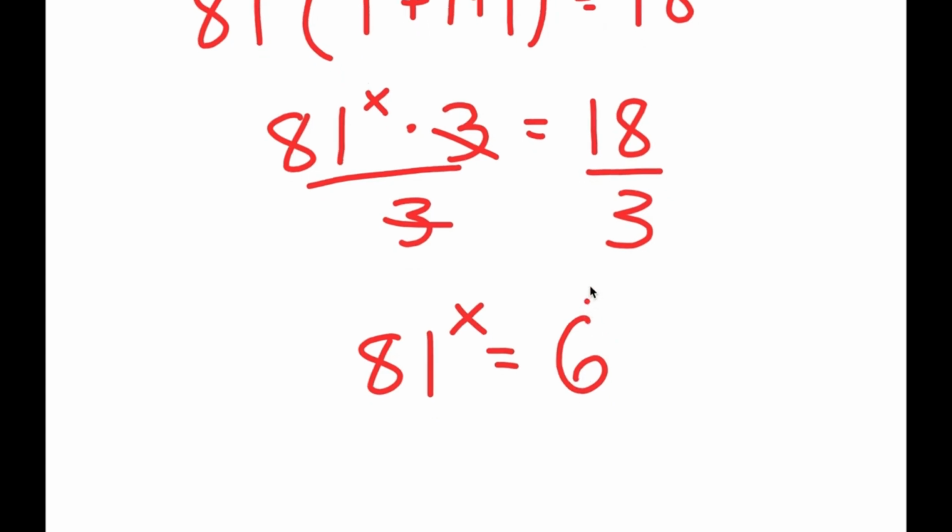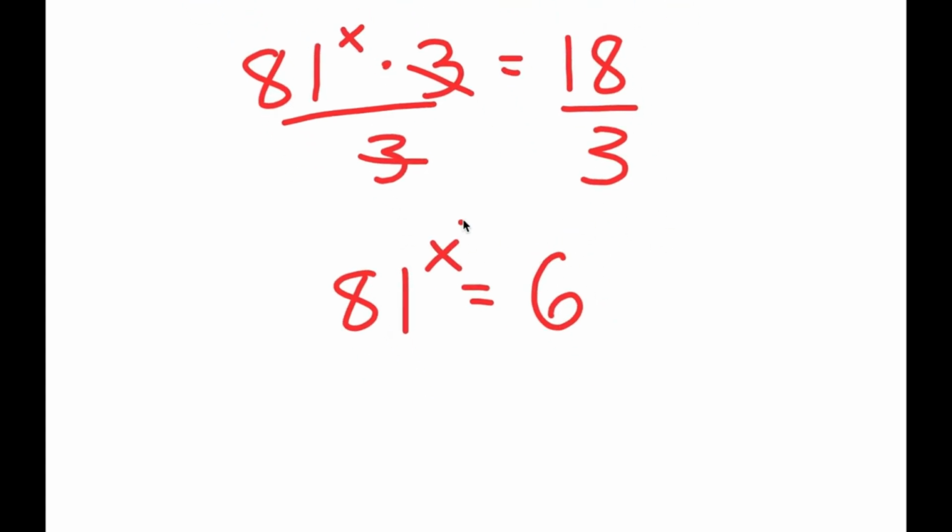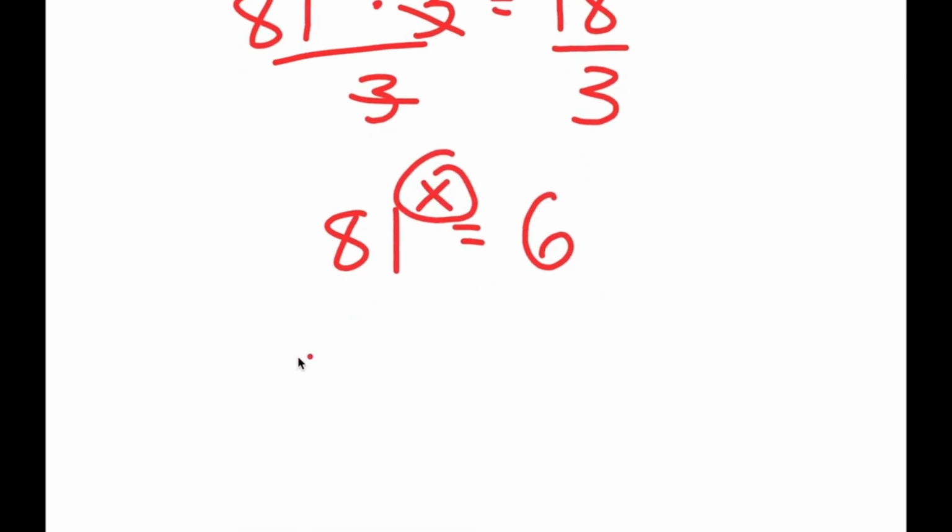So now we can tell that x is actually going to be a fraction. So it's going to be somewhere between 0 and 1. We need to find the value of x because 81 is greater than 6, so x can't be a whole number. That's just not possible. So how are we going to solve this?